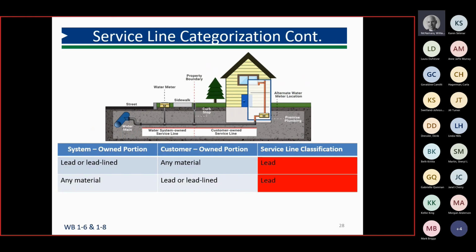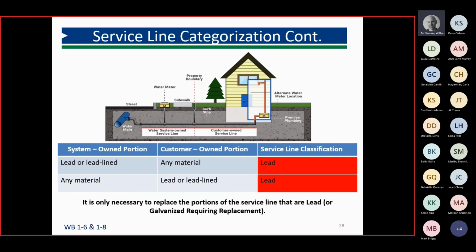So on page 1-8 of the workbook, you don't have to flip to it yet, but this is where this is coming from. We have a chart that walks the water system through how to figure out what category their service line is made of. Our chart is an adaptation, I believe, of the chart that EPA had in their original service line inventory form. We've added some additional stuff to it. But lead, as you can see, is very easy and straightforward. If either half is made of lead, it makes the entire service line a lead service line.